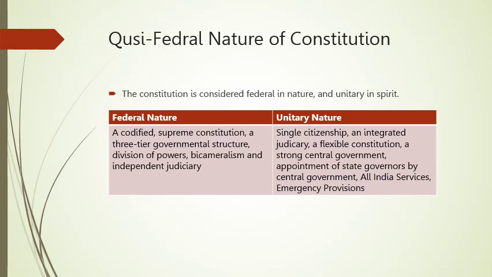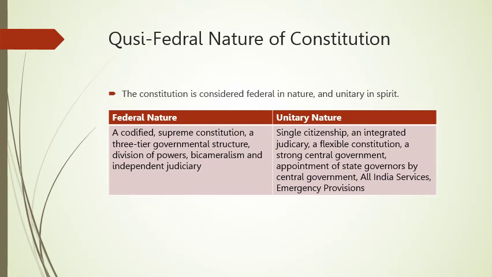The Indian Constitution is a codified constitution, a supreme constitution, with a three-tier government structure, and especially the division of powers, bicameralism and an independent judiciary. These features make the Indian Constitution a federal constitution. Especially guys, remember the division of powers, because the division of powers is the main feature of a federal constitution, and that's present in the Indian Constitution. Powers are clearly divided between the central government, the state governments and the union territories. So this feature made the Indian Constitution federal.